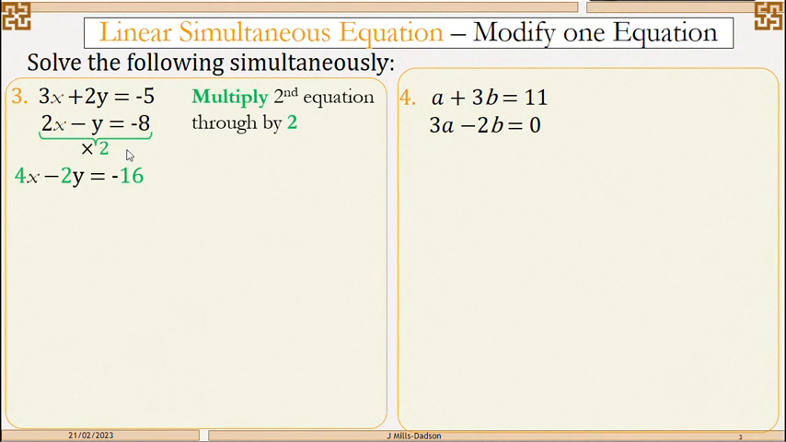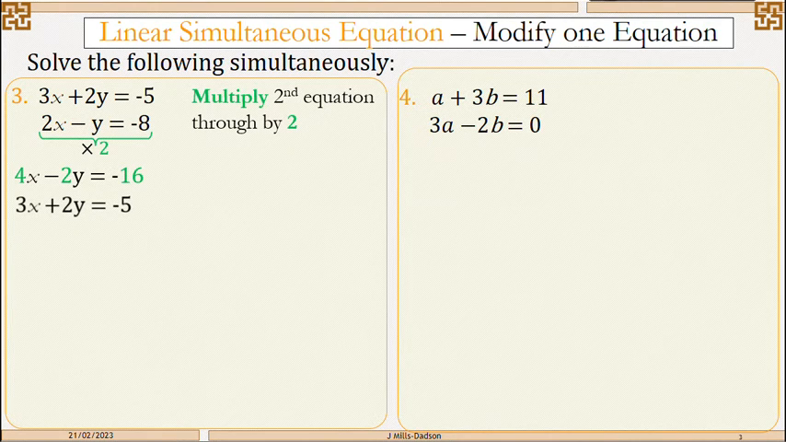2x times 2 is 4x, negative 1 times 2 is negative 2, and negative 8 times 2 is negative 16. So the second line has given us this equation. Now write this below it. So I'm now going to focus on this now.